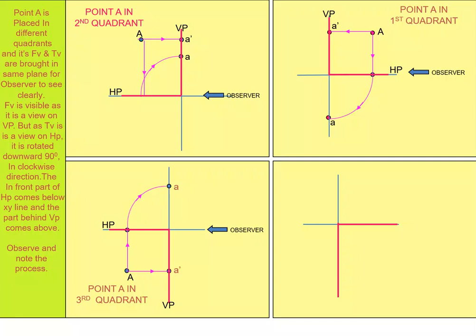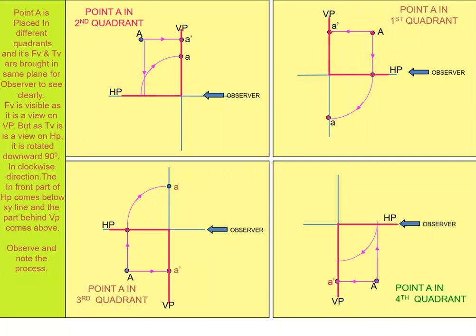So the horizontal and vertical plane are indicated in the red line. The observer stands near the horizontal plane. Point A is in the fourth quadrant, between HP and VP. Draw the horizontal line touching the vertical plane. So that is A dash.